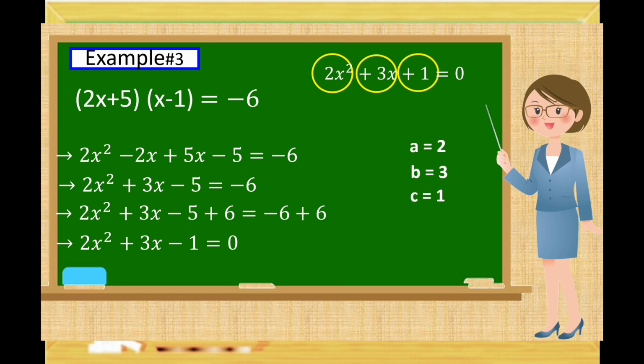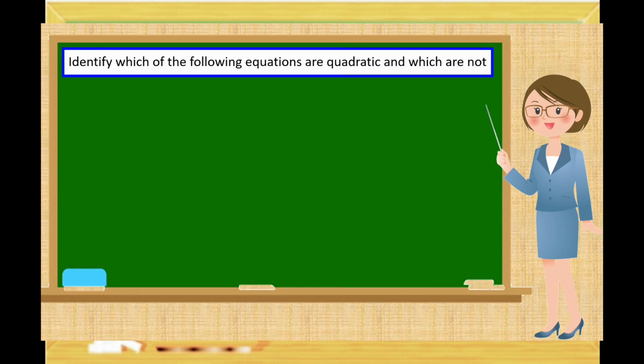For our next activity, identify which of the following equations are quadratic and which are not. Number 1, 3m plus 8 equals 15. Is it quadratic or not? Answer is not. Why is number 1 not a quadratic equation? Simply because the highest exponent is 1. Dahil 1 lang ang pinakamataas na exponent.